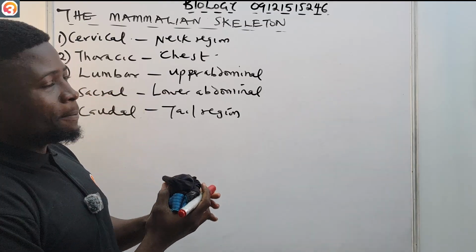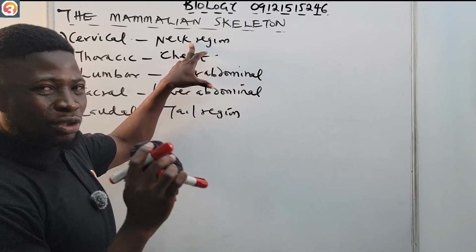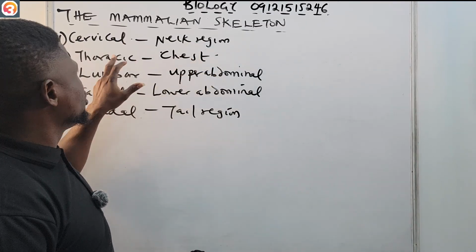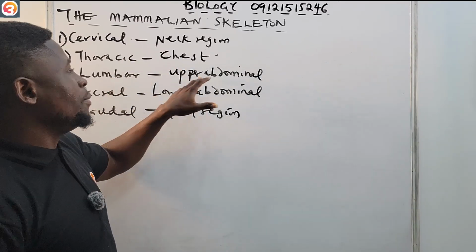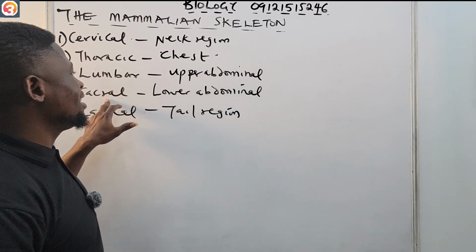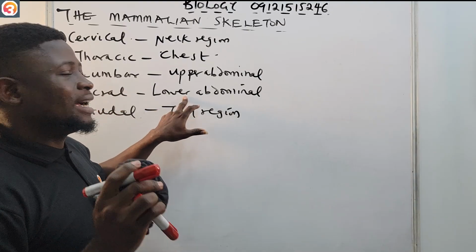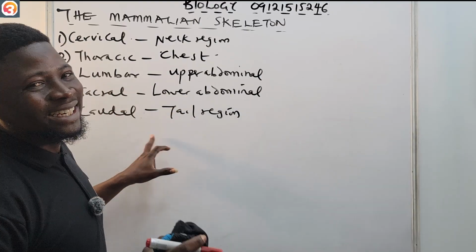The cervical vertebra is found in the neck region. You must know their positions, their locations. The thoracic vertebra is found in the chest. The lumbar vertebra is found in the upper abdominal region. The sacral vertebra is found in the lower abdominal region, and then the caudal vertebra is found in the tail region.